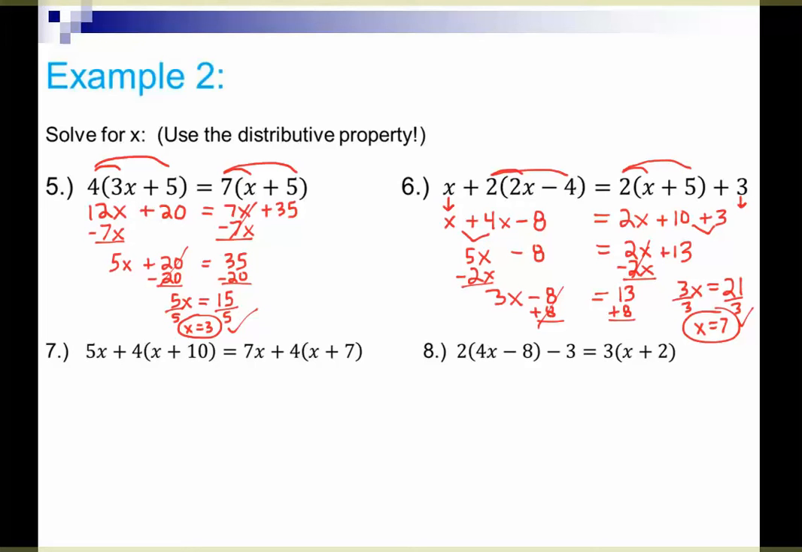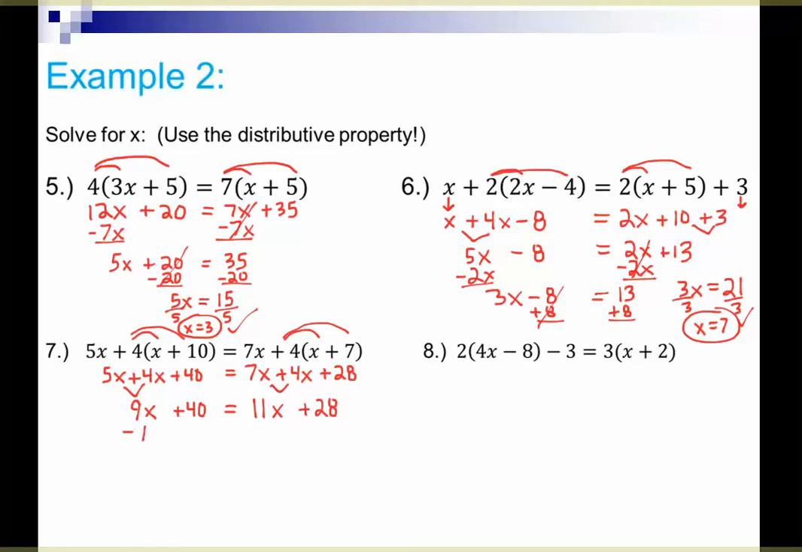That 5x is just going to stay 5x, so we're going to just drop him down. 4 times x is positive 4x. And then positive 4 times positive 10 is going to be positive 40. So that's what our left-hand side looks like. 7x is going to stay 7x. Positive 4 times x is going to be positive 4x. Positive 4 times positive 7 is going to be positive 28. And we have some like terms to combine. So 5x and 4x is going to make 9x plus 40. 7x plus 4x is going to make 11x plus 28.